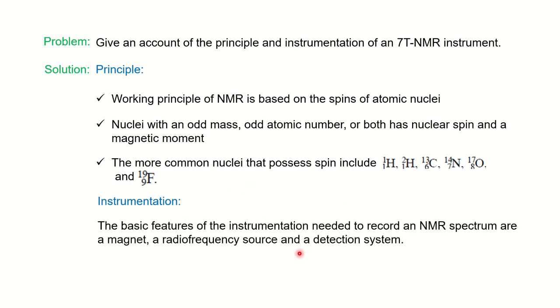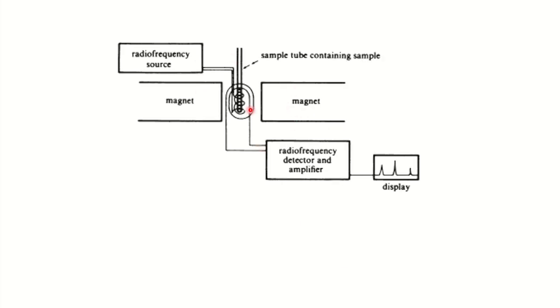The basic feature of instrumentation needs three components. One is magnet, other is radio frequency source and a detection system. These three very basic systems: magnet, radio frequency source and the detection system. So we'll have a diagram here which is kind of a block diagram. You have a radio frequency source and your sample tube is surrounded by a magnet. Here the magnet is 7 Tesla. Okay, this is the magnetic field which is fixed at 7 Tesla, and the spinning will start in the presence of this magnet and it will be detected by the detector and amplified and displayed on the recorder.